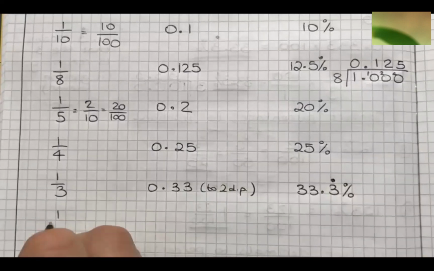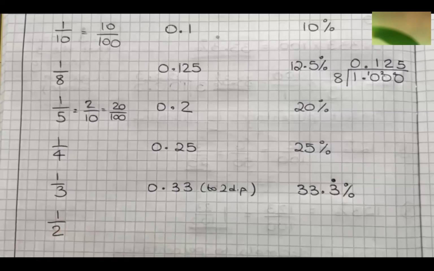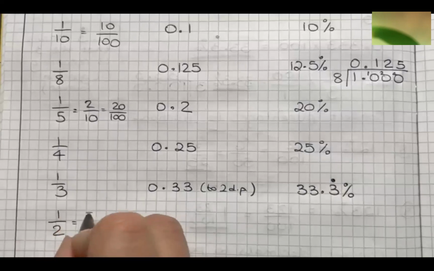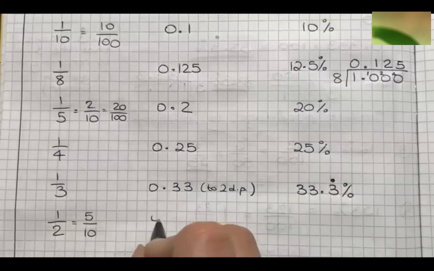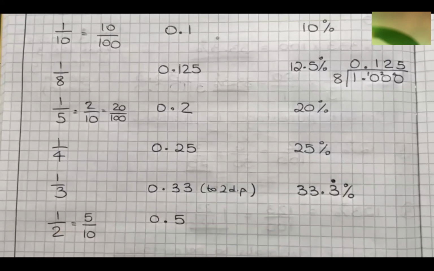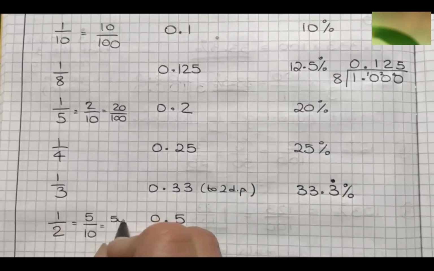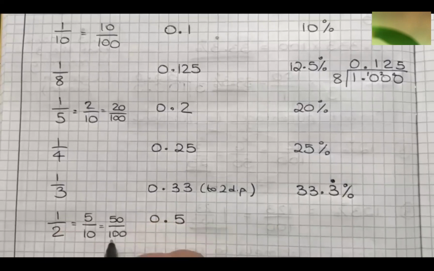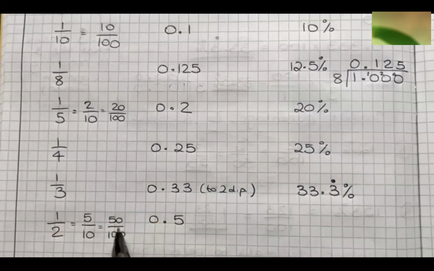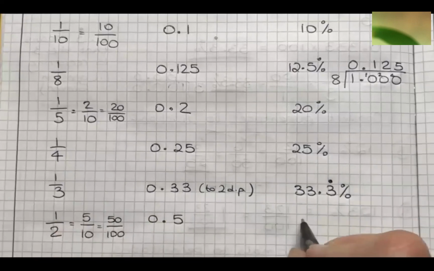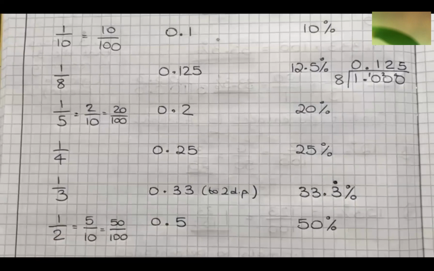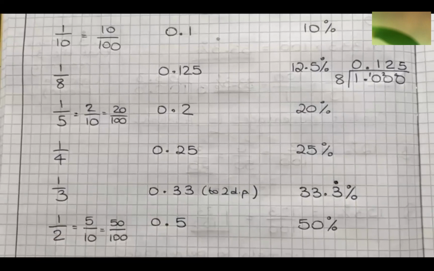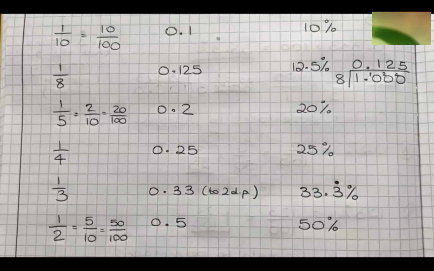And finally, let's finish off with a nice easy one, 1/2, which I can write as 5/10. The number 5 in the tenths column tells me that it's 0.5. And if I want the denominator to be 100 for my percentage, 50/100 gives me 50%.